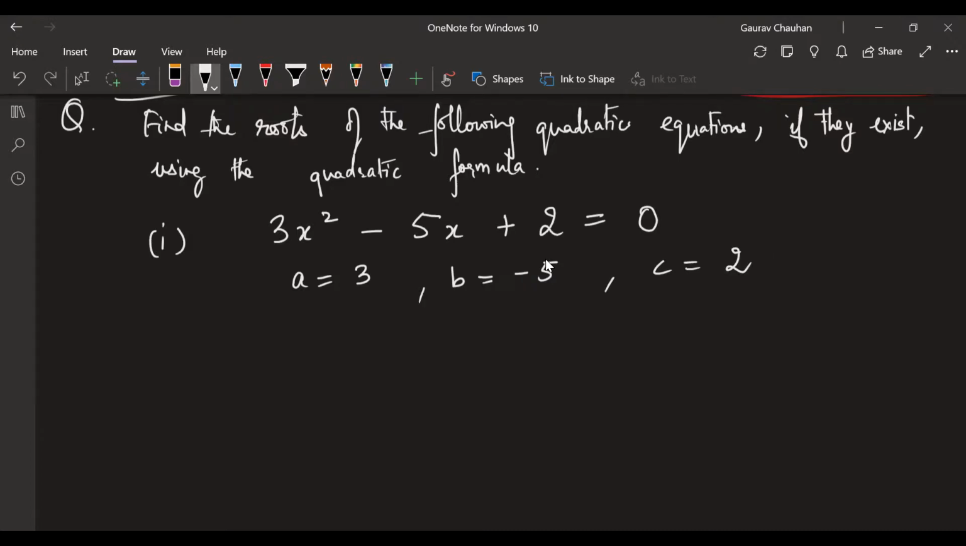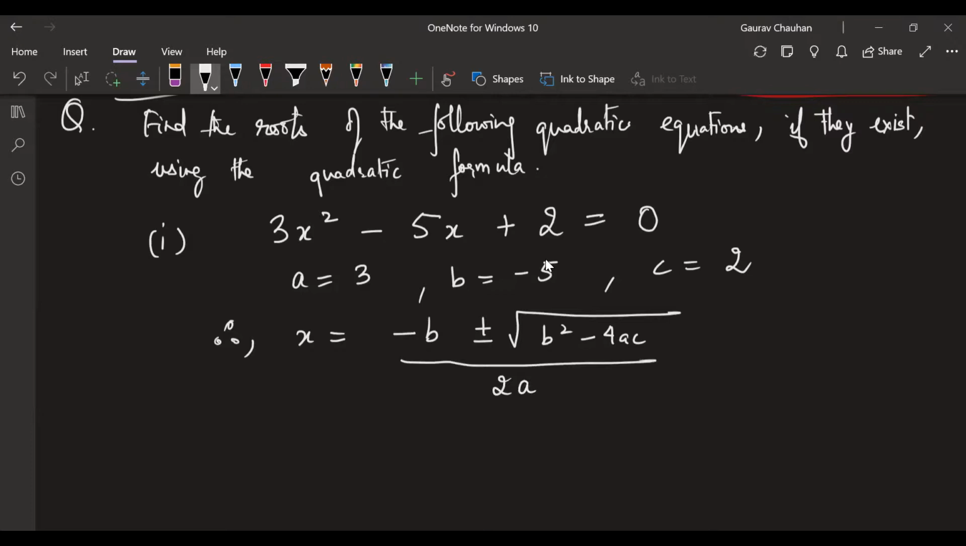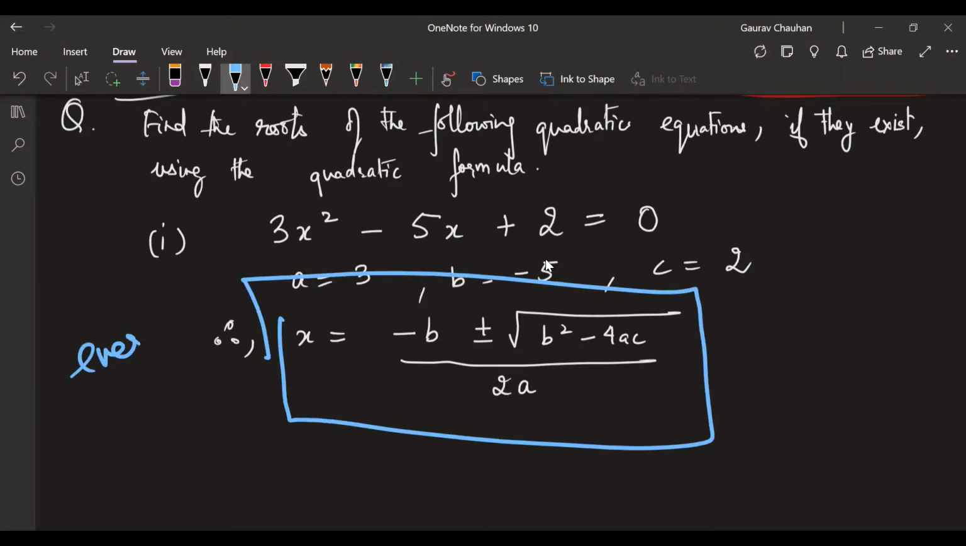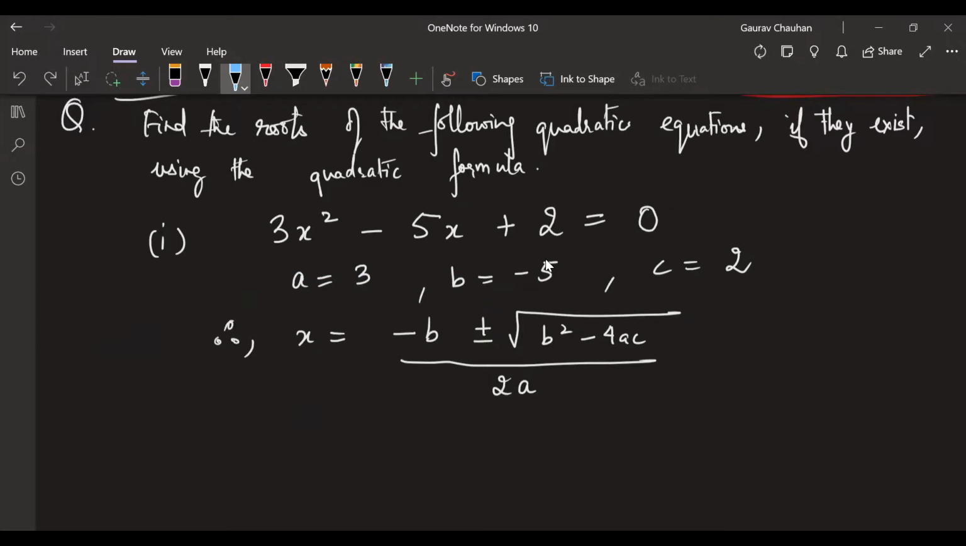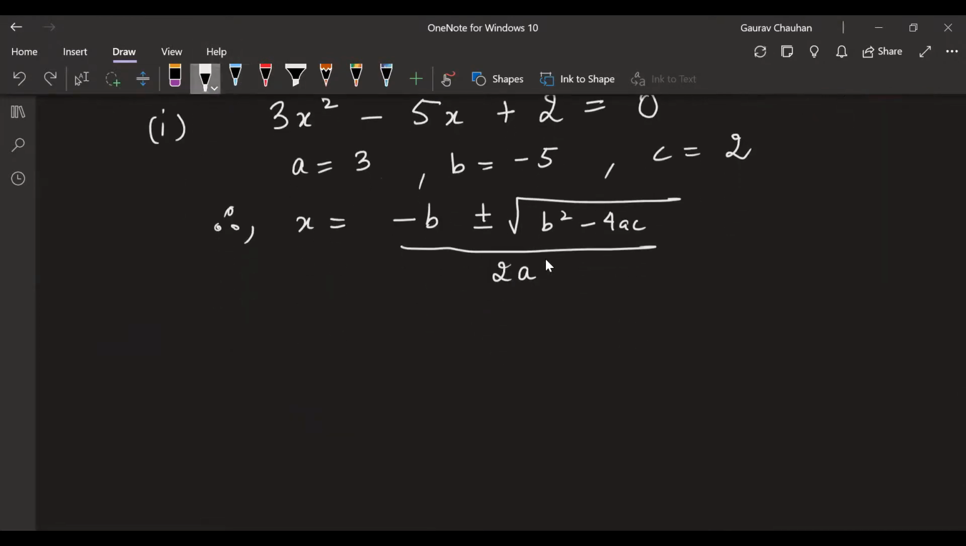Taking this out, now my roots are therefore x is equal to minus b plus minus root over b square minus 4ac by 2a. Every single time you will write the formula. Every single time, in every single homework you do, you will write the formula first. Otherwise, no marks. From my side, that's clear.